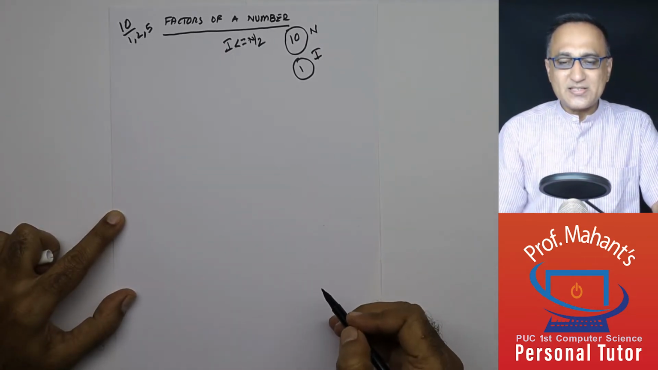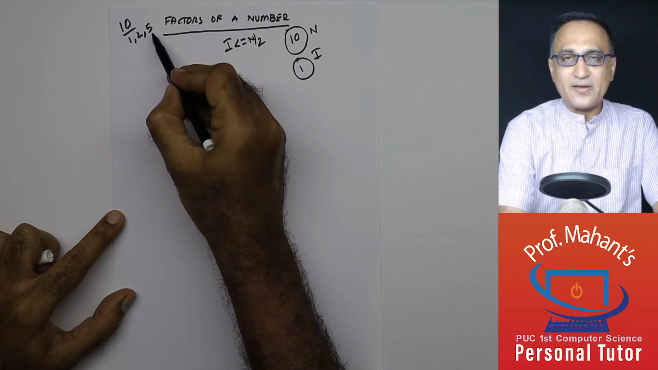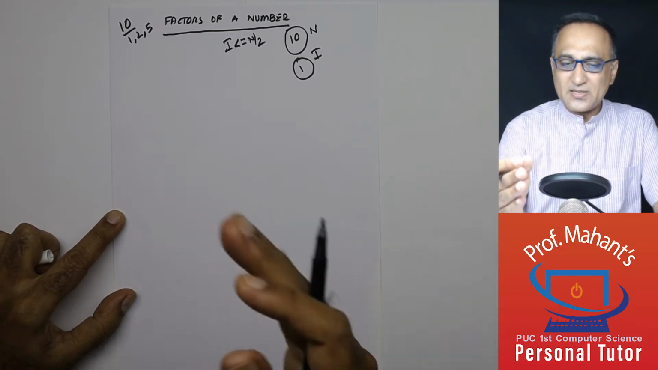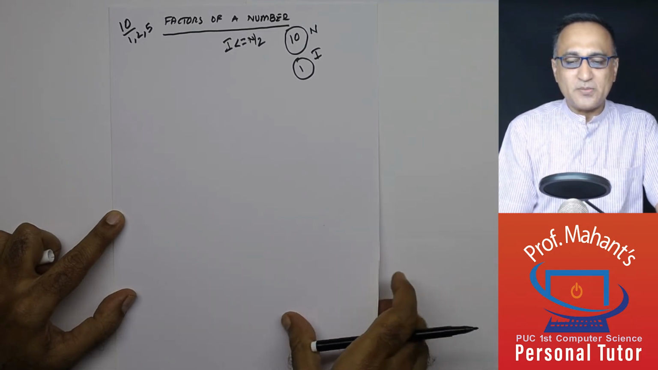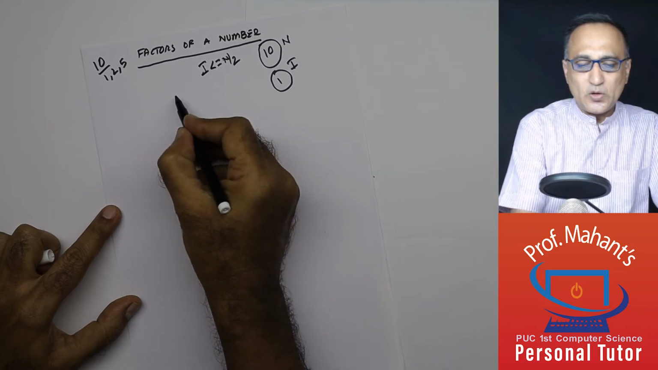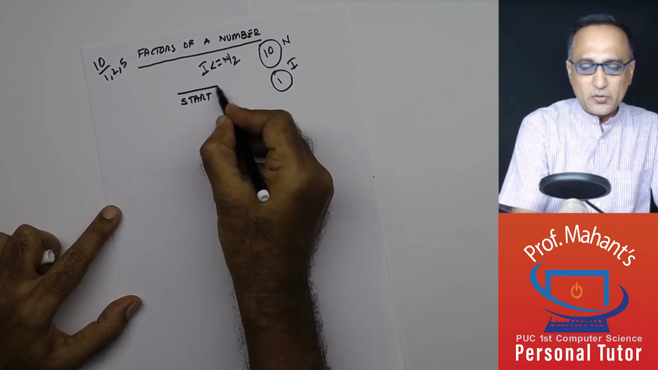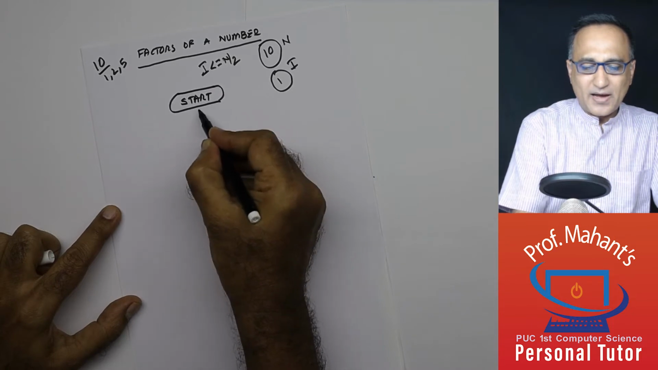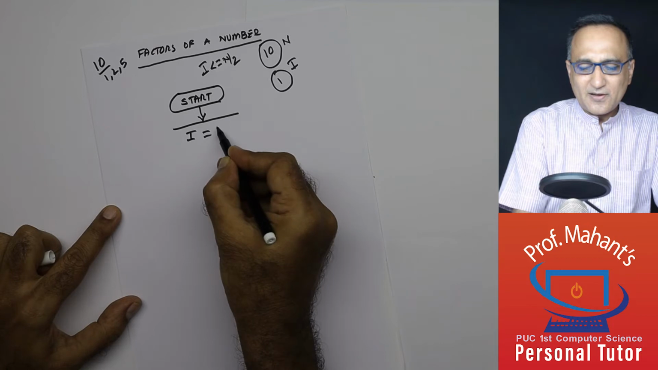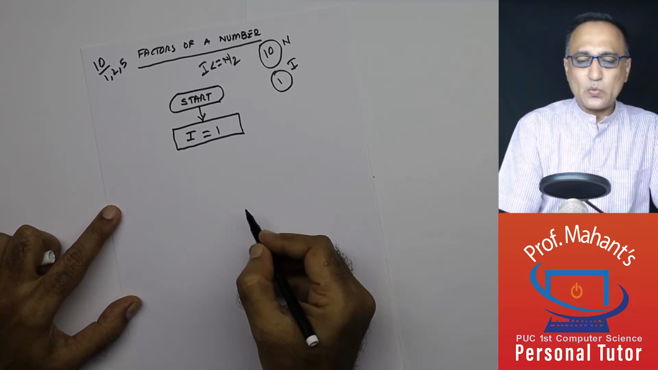Why am I using this condition? Because the last number which can divide 10 is 5. 6 cannot divide 10, 7 cannot divide 10. So the last number is 5, and that should be the terminating condition. Now based on this, let us try to do a flowchart. So what do I need? I need to initialize the value of i starting from 1, because that is the number I am going to start dividing from. i is 1.